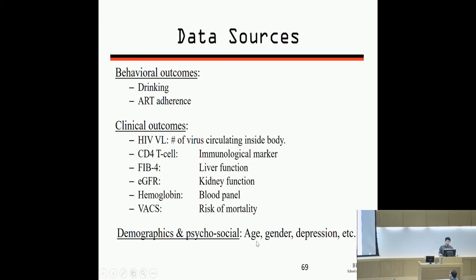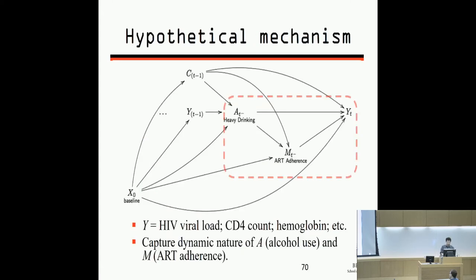And we also have data about people's age, gender, depression, employment status, and we're going to adjust for these factors. We treat them as confounders. So this is a longitudinal study. We measure the heavy drinking over time, and we measured ART adherence over time, and also the clinical outcome. To establish the causal inference, the first thing we need to make sure is the temporal order. So we use heavy drinking at the previous visit, and the ART adherence, which is reported adherence between the previous visit and current visit, and the outcome is measured at the current visit. So we have this temporal order.